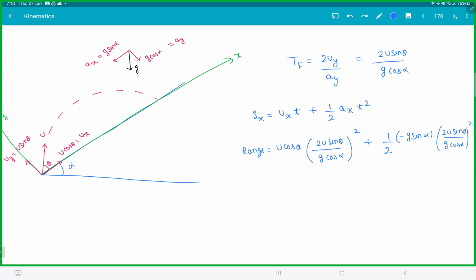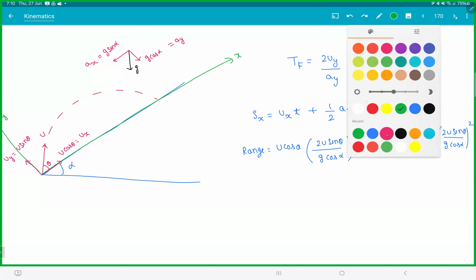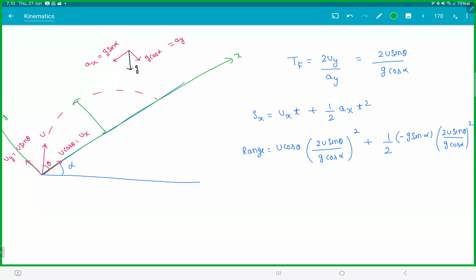And here, Hmax does not make sense. Why? If you try to find Hmax, you know what you'll get? You'll get this height as Hmax, isn't it? That is of no use because when you're flying like this, this can be the Hmax, isn't it?